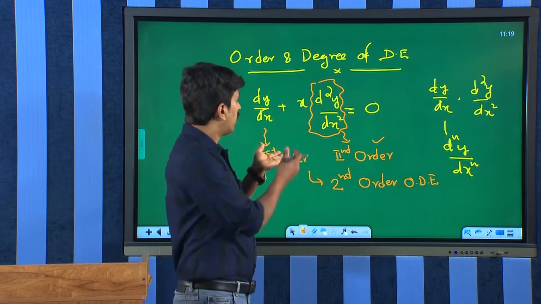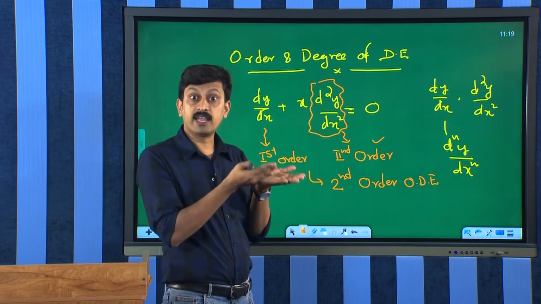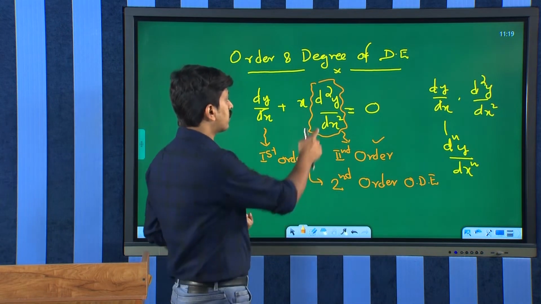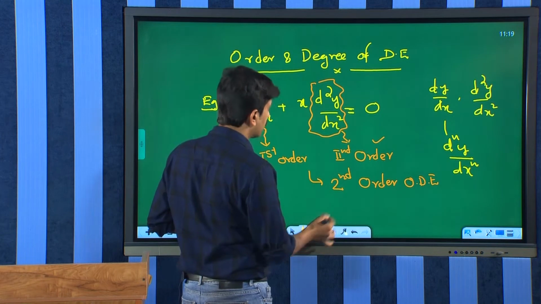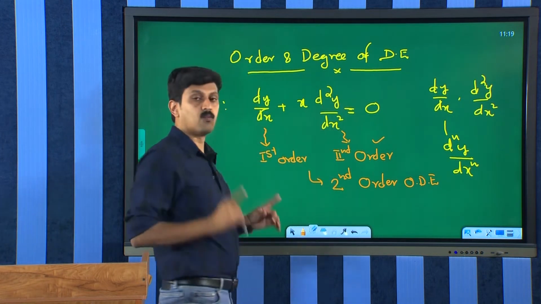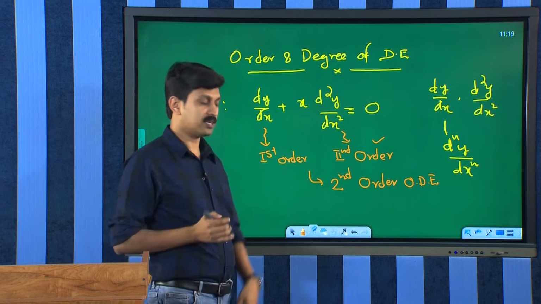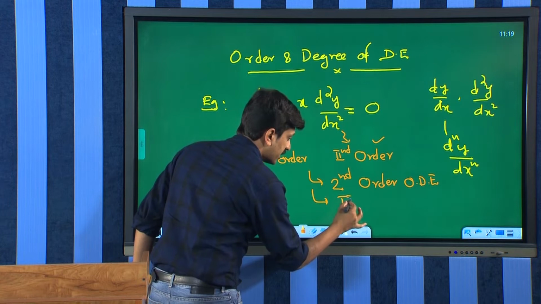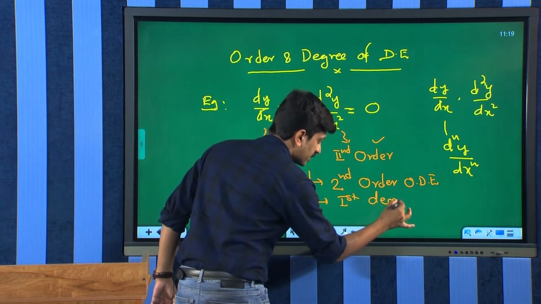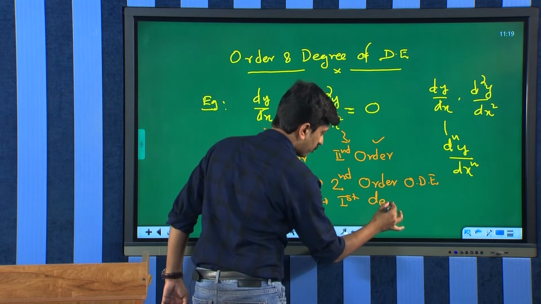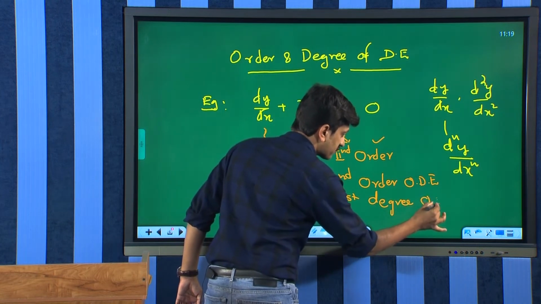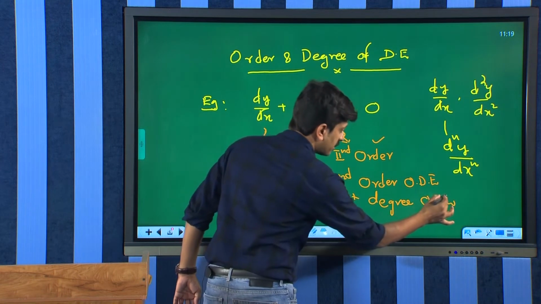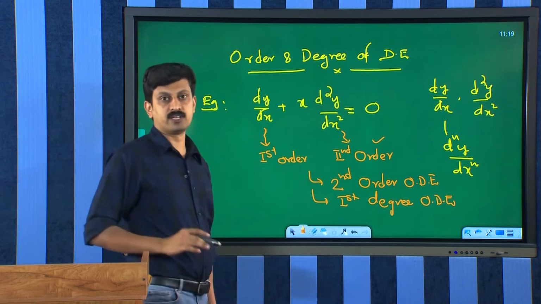So, we will check the highest power of the second order derivative, the highest order derivative. The highest power of the second order derivative here is 1. This is a first degree equation. So we can say that this is a second order first degree ODE. Second order first degree ordinary differential equation.